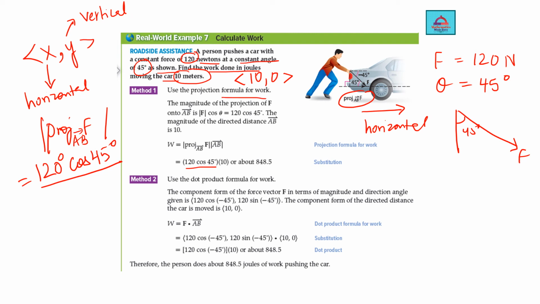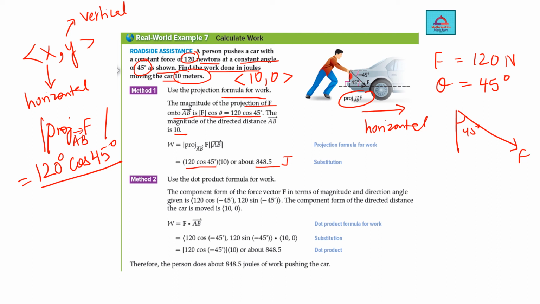The magnitude of the projection of F onto AB is F cos theta, so it is this value, and the magnitude of the directed distance AB is 10. You already know this vector, so it will directly be multiplied with 10. You can use your calculator, do the substitution, put the value of cos 45, and this will come out to be 848.5 joules. Okay, the unit will be joules because you have to give the work done in joules.